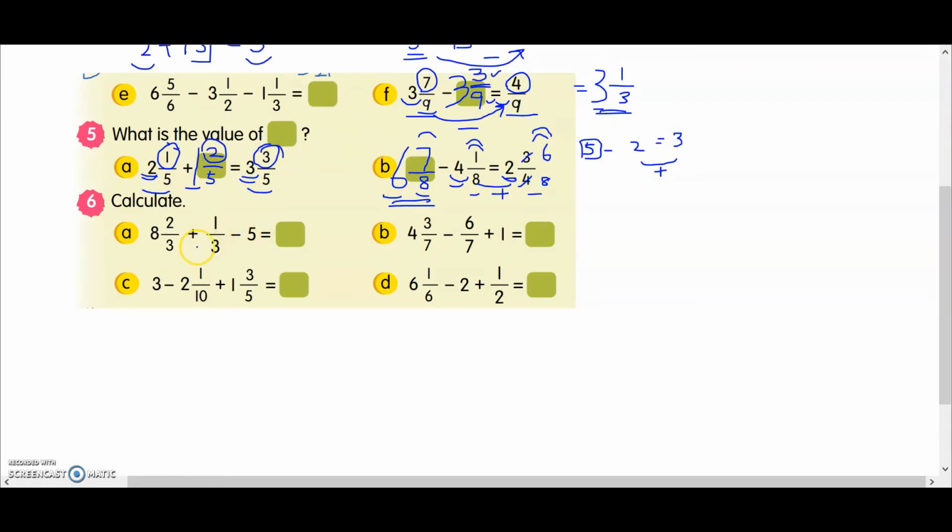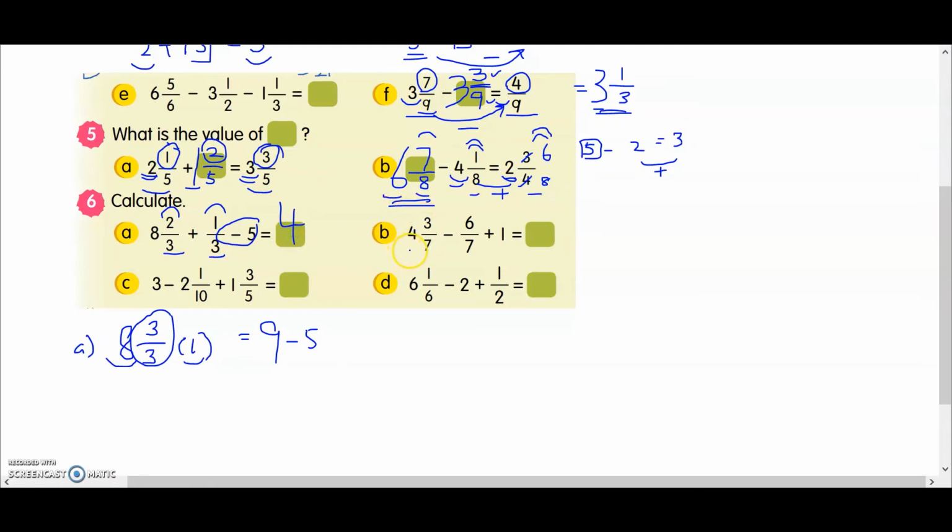Okay, number 6, we need to plus and then we minus. Okay, so this one is already the same, so we can plus. 8 minus nothing is 8. Bottom is 3. 2 plus 1 is 3. Okay, so now this fraction here, can you see they are the same? 3 over 3. 3 over 3 means 1. Okay, equals 1. So 8 plus 1 is actually 9. And then you minus 4, minus 5. 9 minus 5, you get 4.